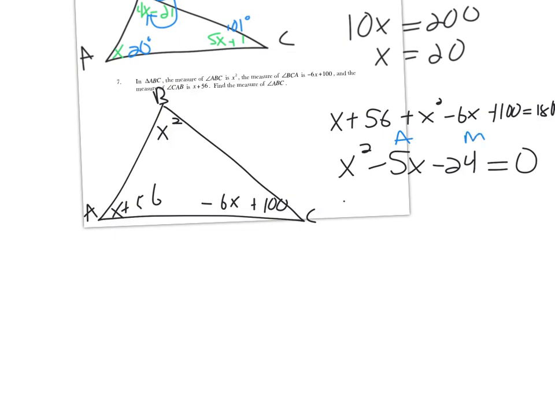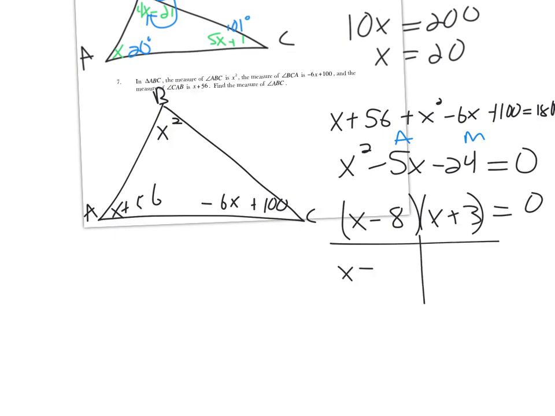I don't know how well you remember how to factor. This won't show up on our unit test, but you did do a whole lot of this last year. Remember, you're looking for numbers that multiply to negative 24 and add to a negative 5. Hopefully it doesn't take you too much trouble to come up with negative 8 and 3, and you end up with x equals 8 and x equals negative 3.